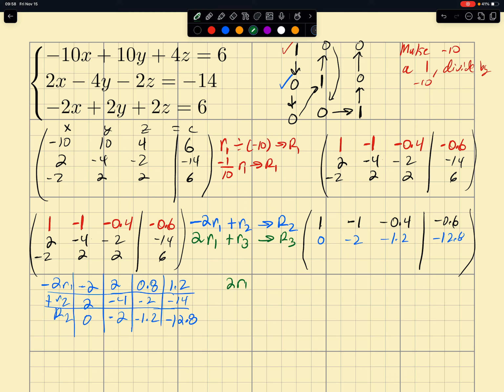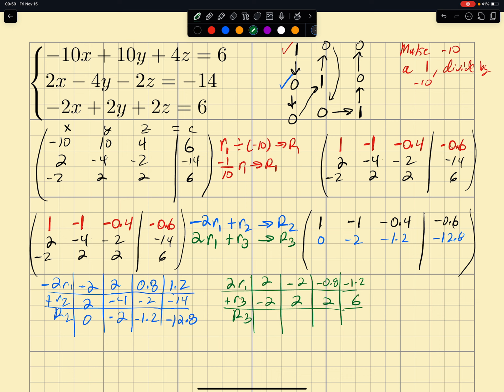So 2 row 1 plus row 3, and that's going to replace row 3. Okay, all right, so we're going to multiply 1, negative 1, negative 0.4, and negative 0.6 by 2. So 2 times 1 is 2. 2 times negative 1 is negative 2. 2 times negative 0.4 is negative 0.8. And 2 times negative 0.6 is negative 1.2. Row 3 is negative 2, 2, 2, and 6.